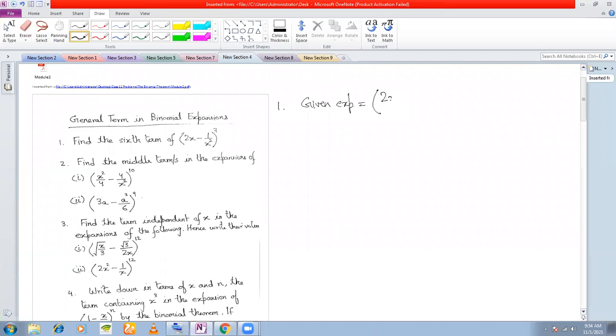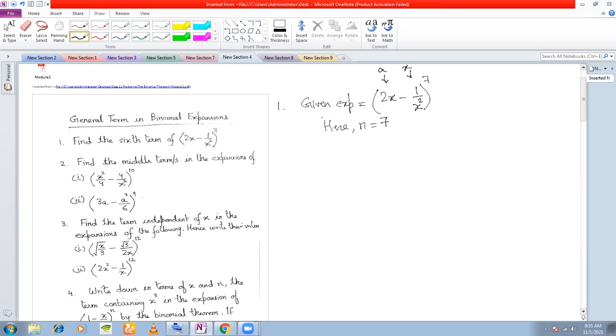The given expression is (2x minus 1 by x square) to the power of 7. Clearly, the power of the binomial, n, is equal to 7, so we know the value of n. Also, if you compare with a and x, this part is your a and this part, minus 1 by x square, is your x.